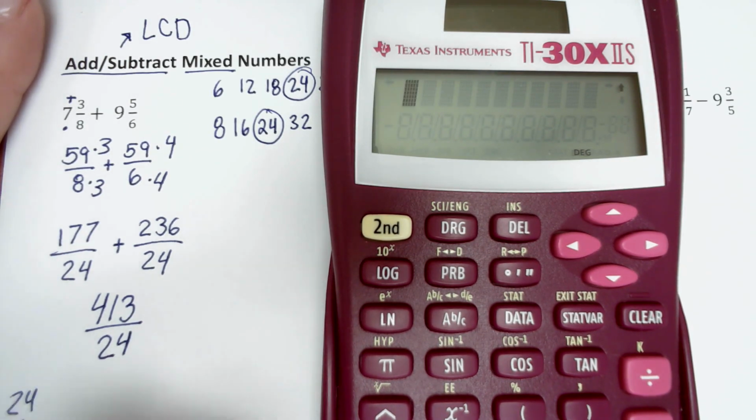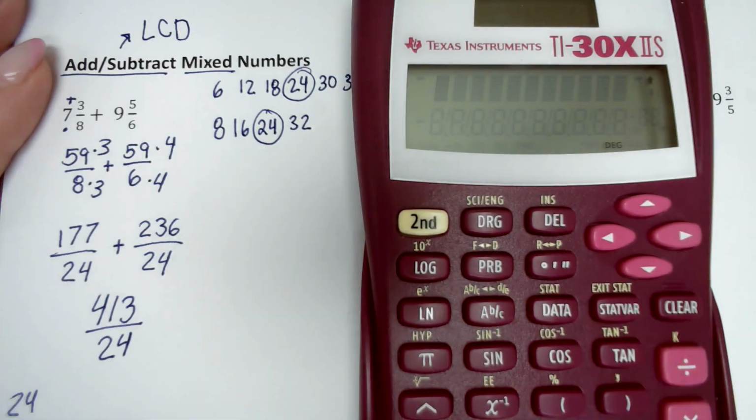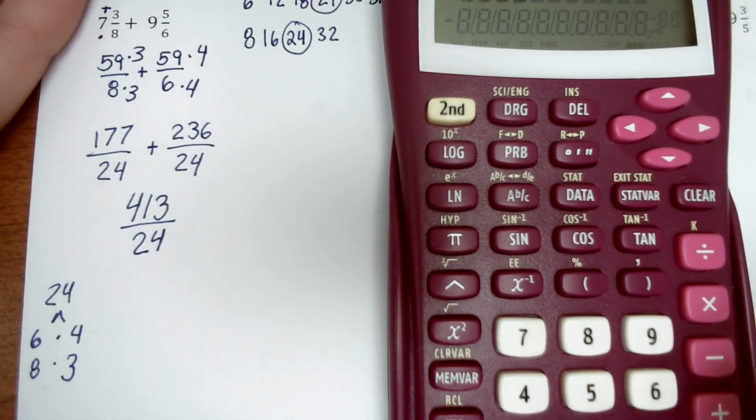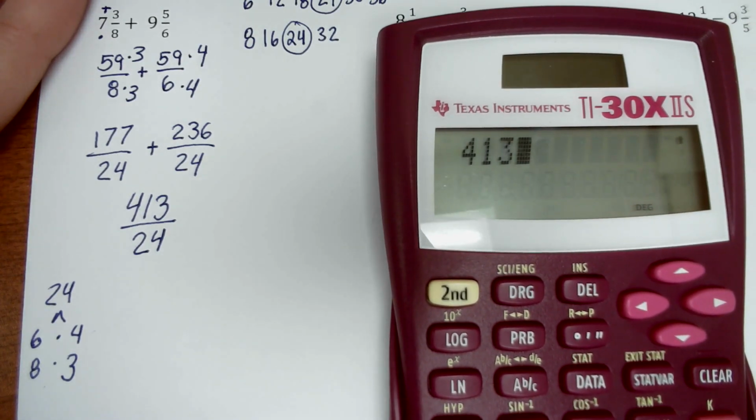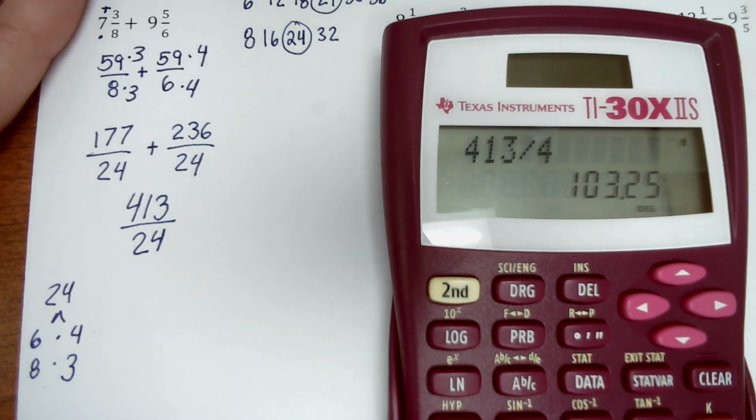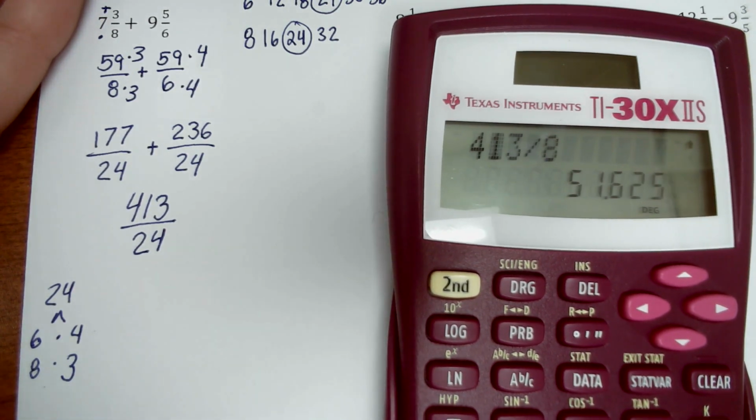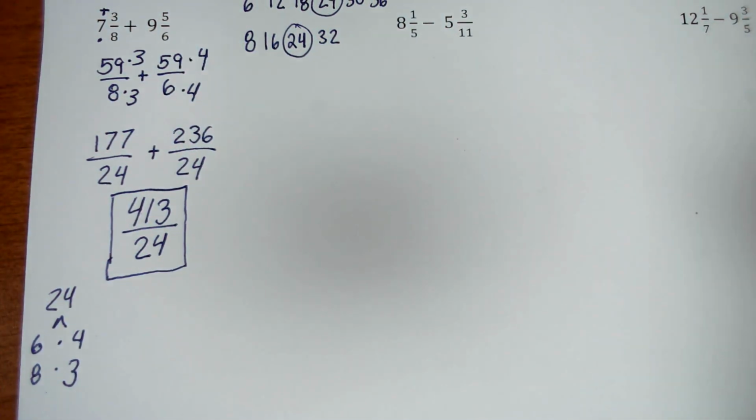24, we can break that down into 6 times 4 or 8 times 3. So those are the factors I'm going to try and divide 413 by. So 413 divided by 6 doesn't work. 413 divided by 4 doesn't work. 413 divided by 8, nope. 413 divided by 3, no. So this is as simplified as we could be. Let's try the next one.